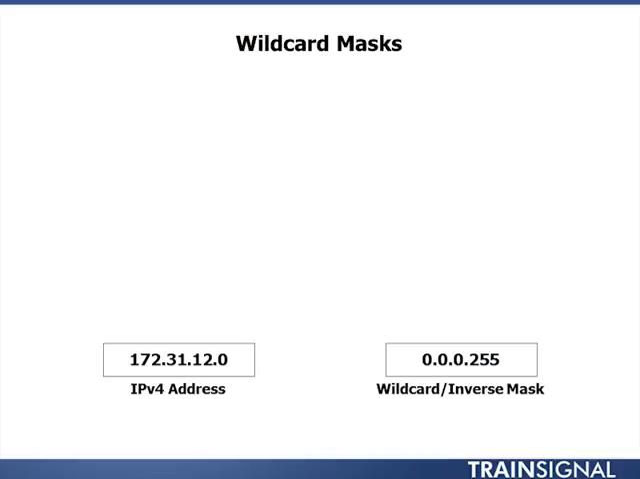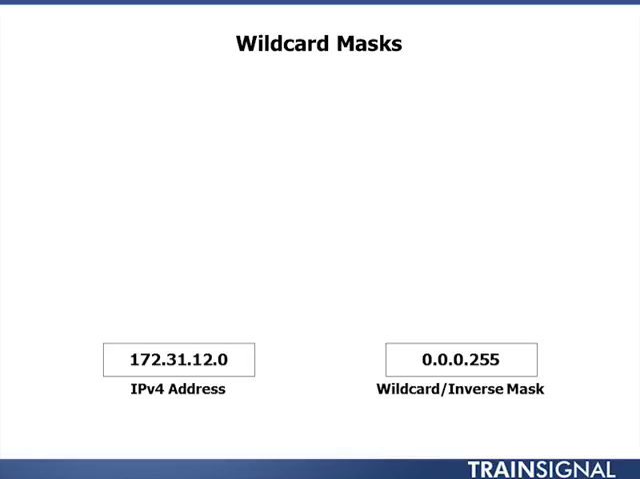The next principle we want to cover in this lesson is the principle of wildcard masks. One of the more challenging things to get used to regarding access lists is the concept of wildcard masks, because the format is the mathematical inverse of subnet masks.